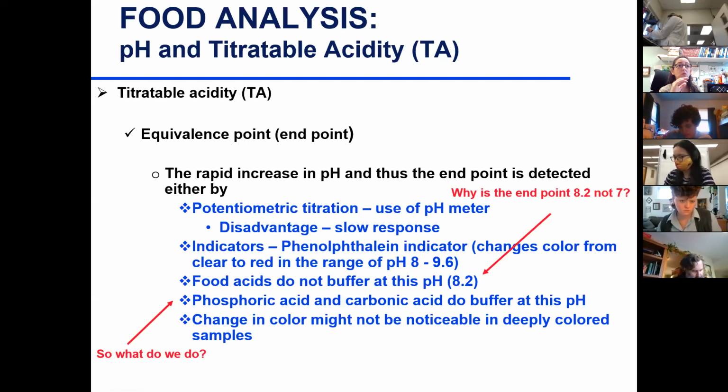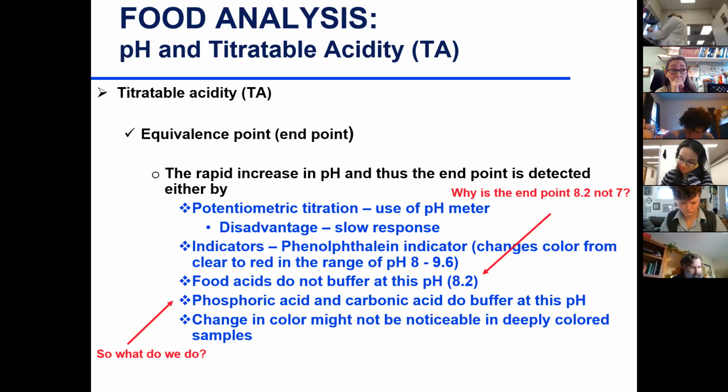It's because when you have these organic acids, the conjugate base is slightly basic. So the salt is slightly basic. When all of your HA is being dissociated and you get A minus, this is slightly above 7. So that's why the endpoint is really not 7, it's 8.2. And it's perfect for organic acids because none of them buffer at that pH. So, which is good. You don't want an acid that buffers at that pH. Otherwise, you don't see the color, and then the pH doesn't change.